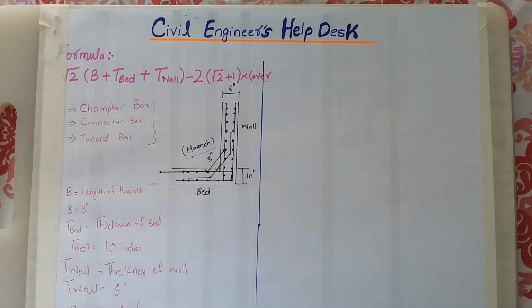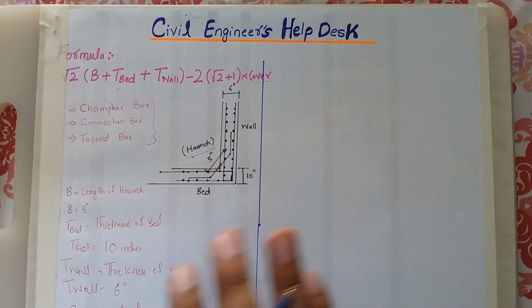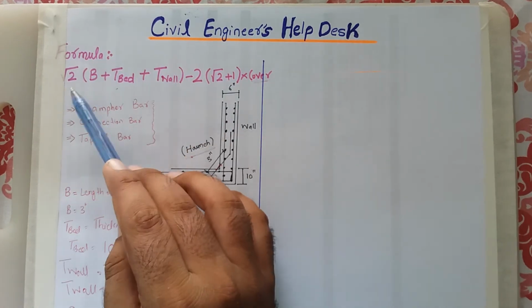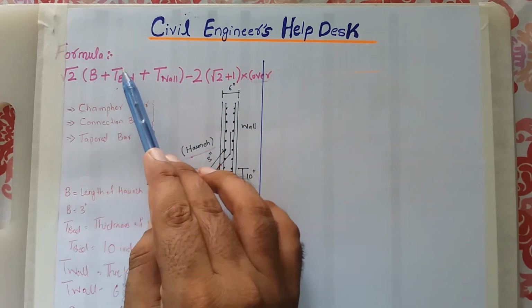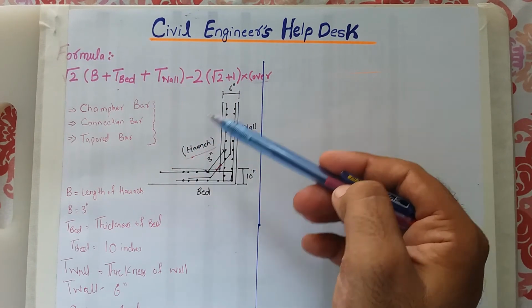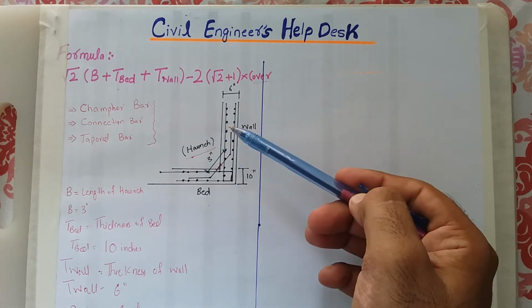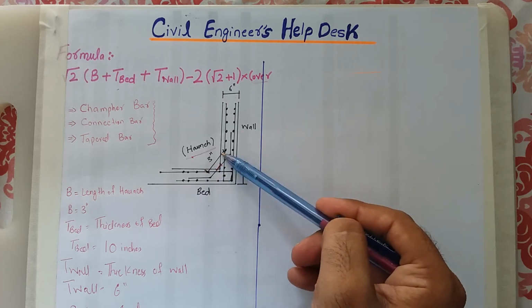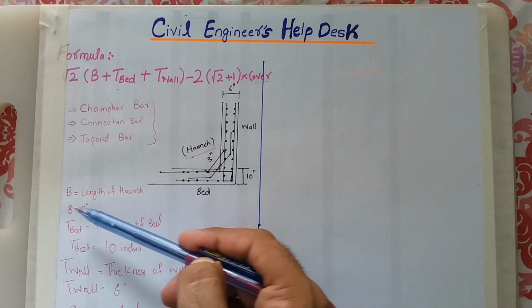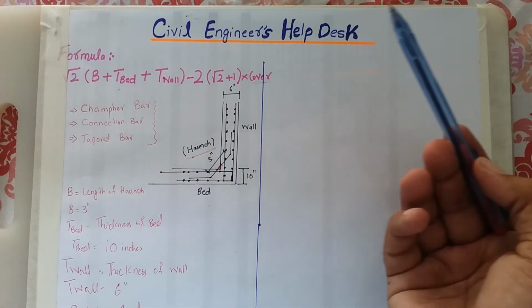If you have any drawing, you can read it in the notes. In every drawing's notes, the cover for every structural member is given. In our drawing the cover is 1 inch, so I have taken the cover as 1 inch. So viewers, this is the formula, and in the formula we have B, T bed, T wall and this cover. We need 4 things, and luckily we have all of them from this diagram. This is the thickness of wall, this is the thickness of bed, this is the length of haunch which is called B, and the cover is 1 inch.